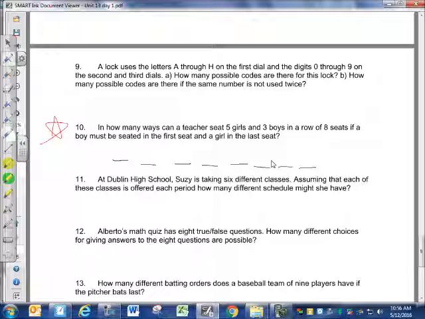Miss Pushman, have you finished it? Oh, good job. Miss Pushman's got the right idea. Same person in every seat? No, you can't put the same person in every seat. That's right. Oh, okay. You fixed it.